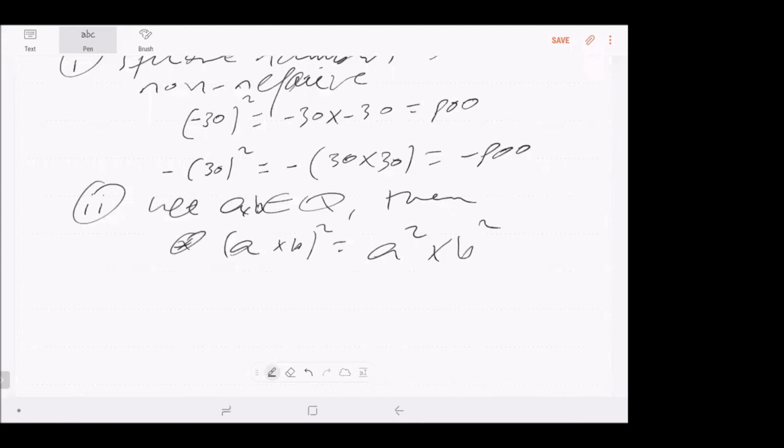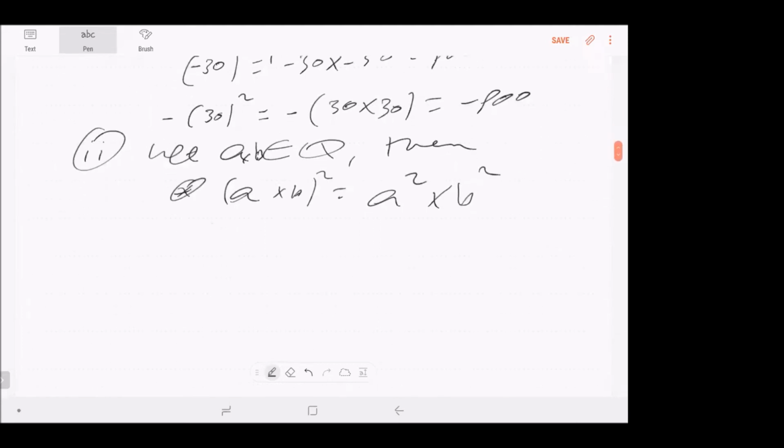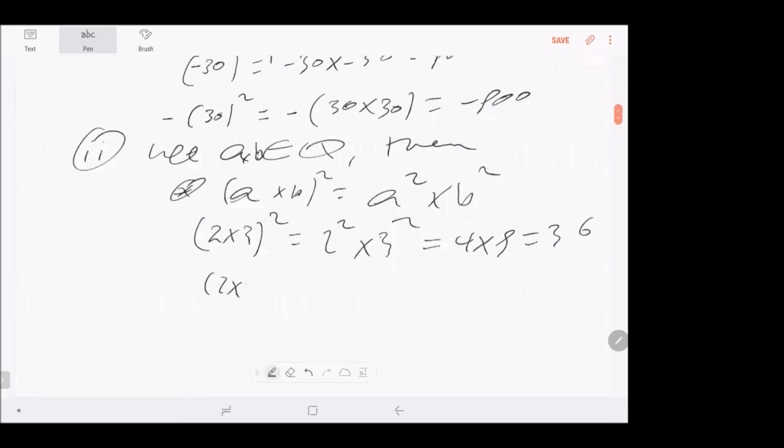If you consider an example, (2 times 3) squared is equal to 2 squared times 3 squared, which is equal to 4 times 9, which is equal to 36. Again, you can calculate like this: 2 times 3 is 6, so 6 squared is equal to 36. So the property holds true.